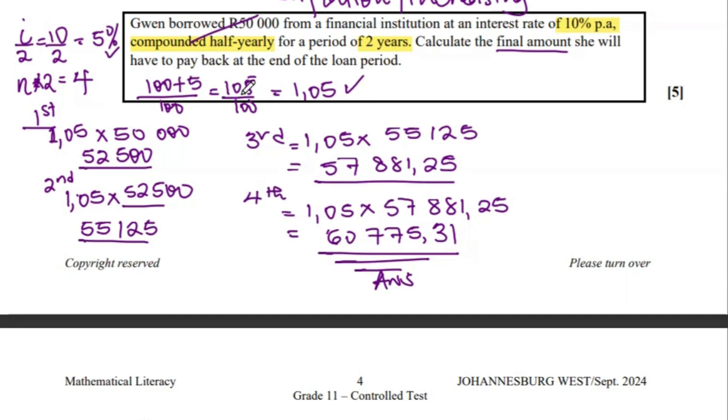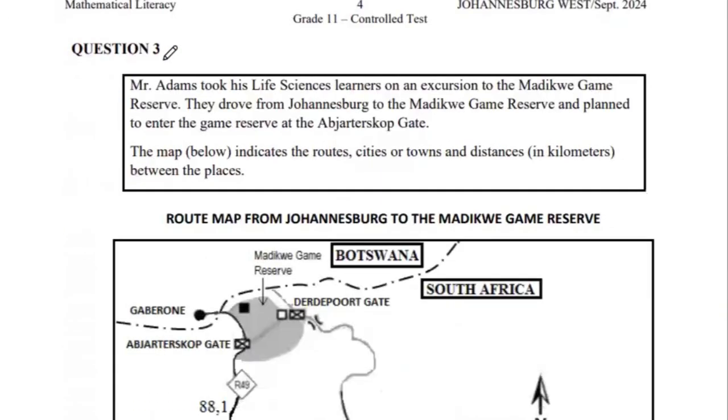All right, we look at question number 3. Question number 3, it looks at the map here. Mr. Adams took his life science learners on an excursion to Mandikwe Game Reserve.